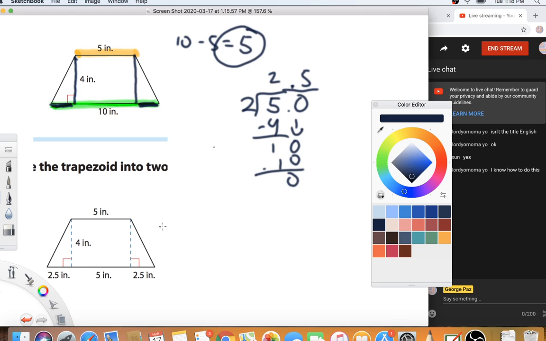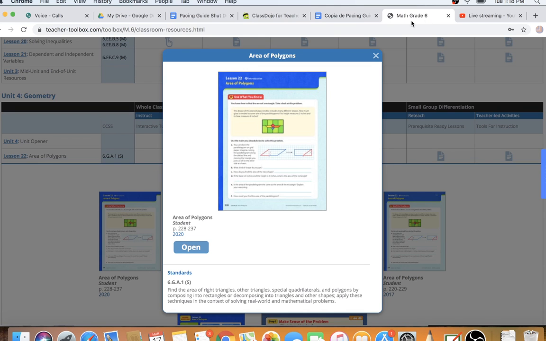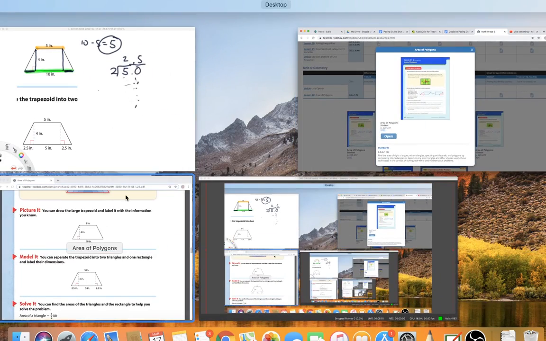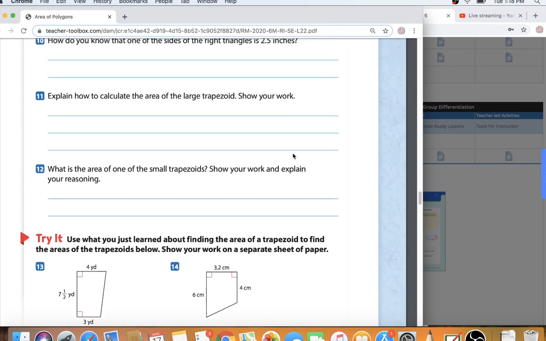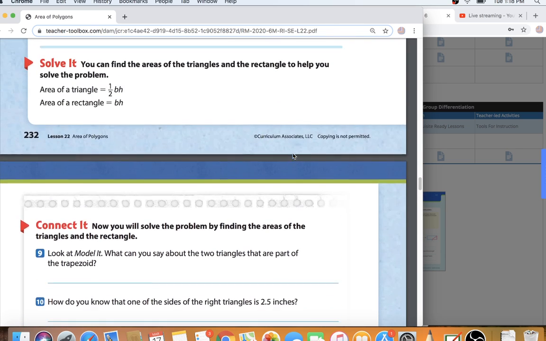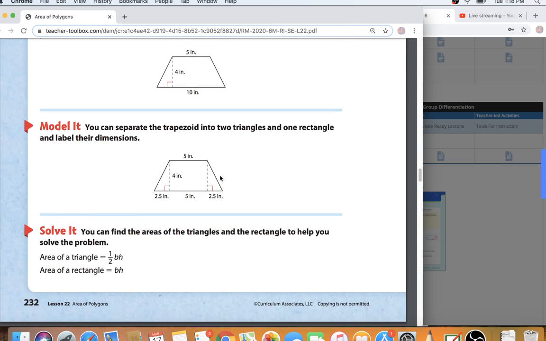So when you solve this, well, that should be the next video, because the next video goes over what you need to do to find the area of those triangles, so I'll explain it more there. But when we find the area of this trapezoid, you need to add the area of this rectangle and the areas of the two triangles. You have to remember that the area of a triangle is 1/2 times base times height, and for a rectangle, it's base times height.